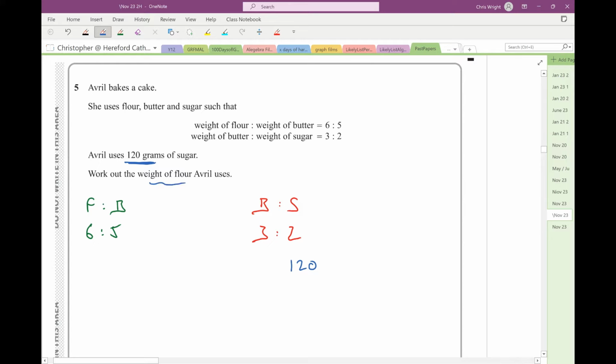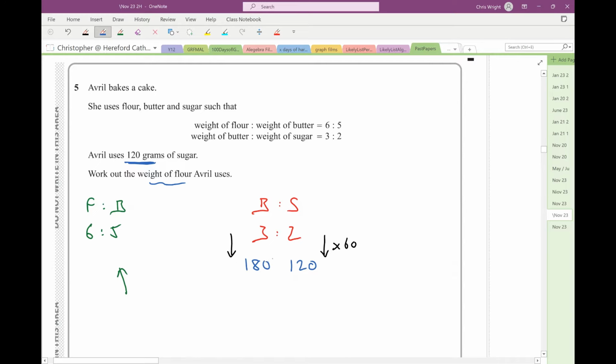Wait a moment. If I use the red ratio, then I can work out, if she uses 120 grams of sugar, how much butter she uses. And then I could put that amount of butter into here to work out how much flour it is. Let's try that. So the red ratio, butter, sugar, 3 to 2, and she uses 120 grams of sugar. So this one has been multiplied by 60, 120 divided by 2. So 3 times 60 is 180. She must have used 180 grams of butter.